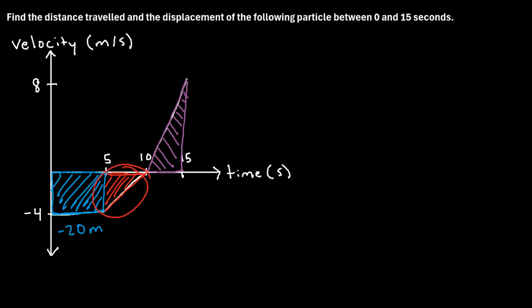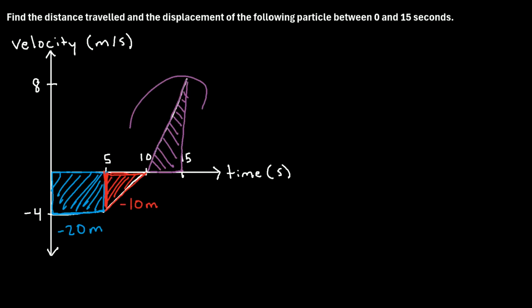Okay, now let's focus on the area of this triangle right here. So the area of any triangle is just 1/2 times the base times the height. So the height of this triangle right here, that's the difference between 0 and -4. That's -4. So let's write that right here. And the base, that's this distance right here. So we can see that's from 5 to 10. So that's 5. So to find the area of a triangle, we just do 1/2 times the base times the height. So 1/2 times -4, that's -2, times 5 is -10. So the area of this red triangle, we'll say that's -10 meters.